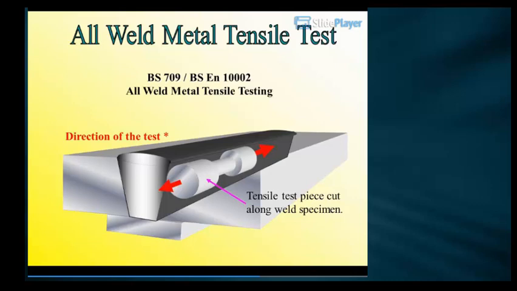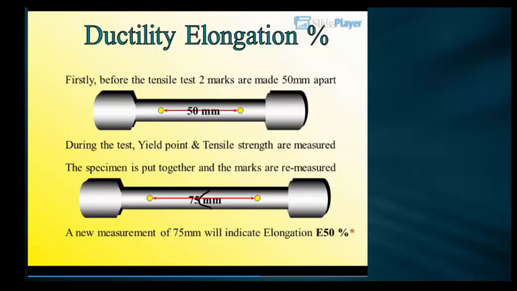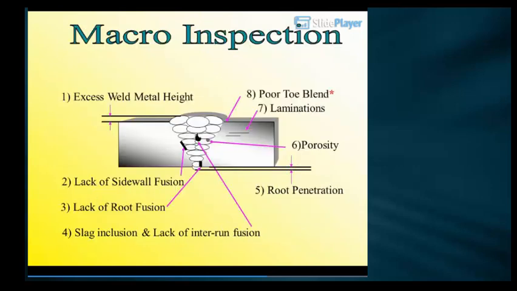All weld metal tensile testing. Direction of the test. Tensile test piece cut along weld specimen. Ductility, elongation %. Firstly, before the tensile test 2 marks are made 50 mm apart. During the test, yield point and tensile strength are measured. The specimen is put together and the marks are remeasured. A new measurement of 75 mm will indicate elongation of 50%. Macro inspection: porosity, blend, excess weld metal height.